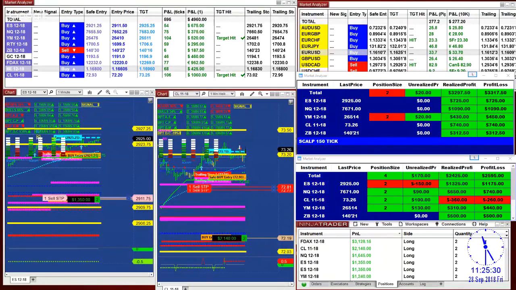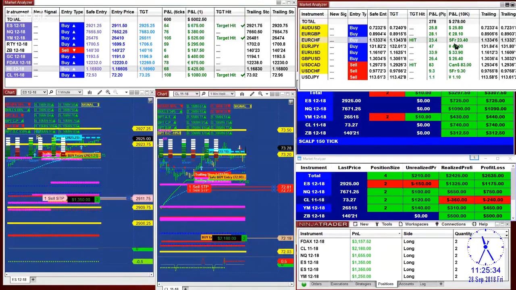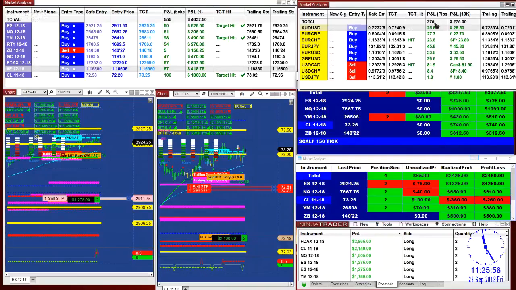On the Forex, we have the market analyzer. On the Forex it is based on 10,000, folks. You see here on the top, it says 10K. So on the Forex right now, we have in pips, 278 pips, based on a $10,000 account, 275 pips. 275 pips based on a $10,000 account.